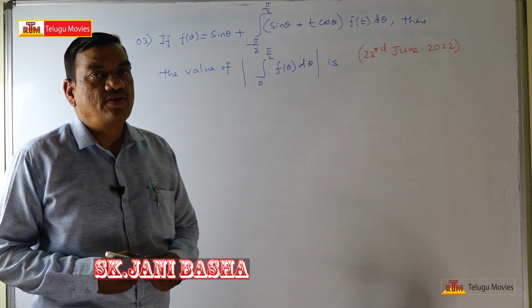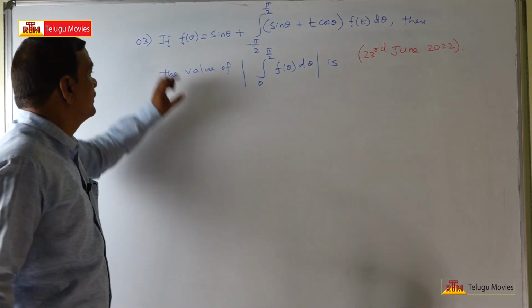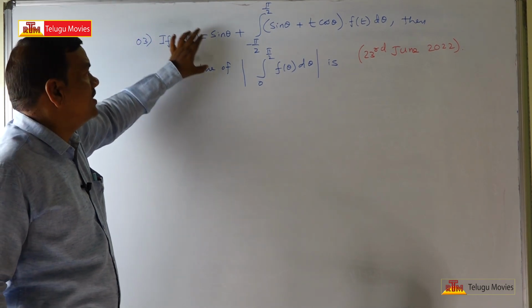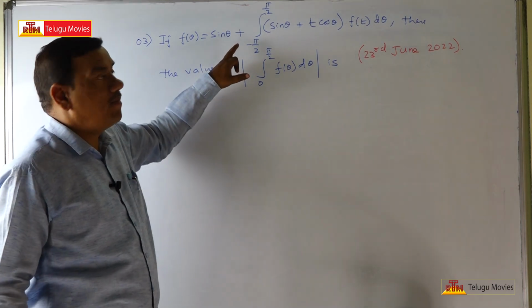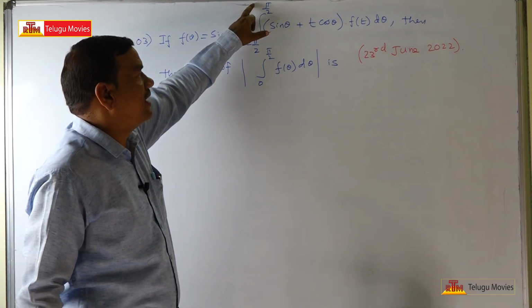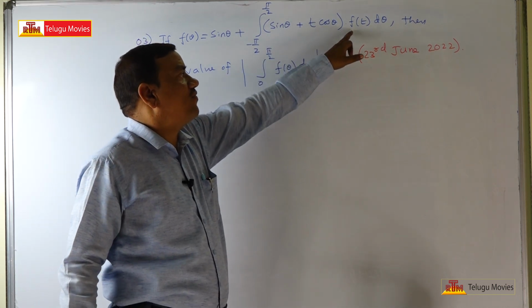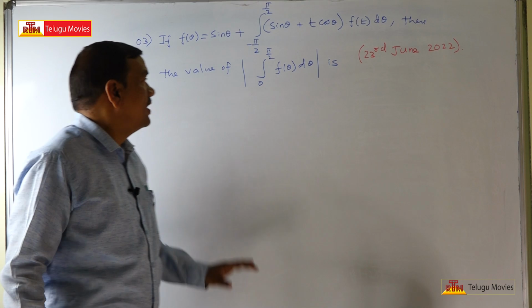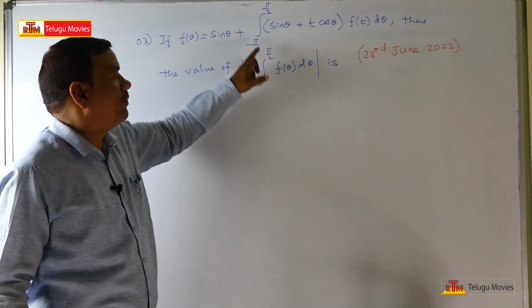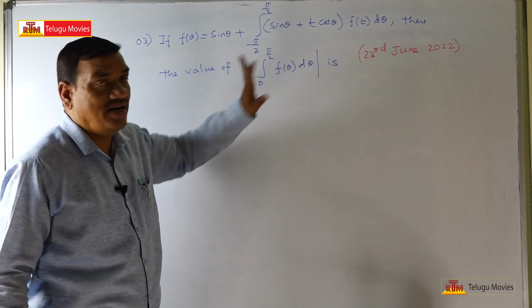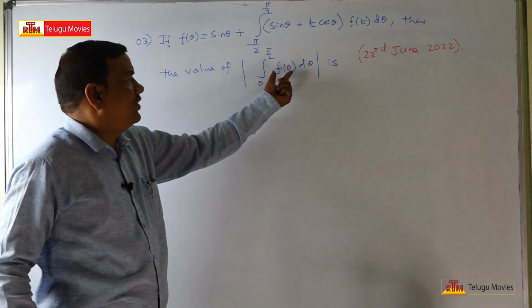So dear students, welcome to third problem. The third problem is: if f of theta is equal to sin theta plus the integral from minus pi by 2 to plus pi by 2 of (sin theta plus t cos theta) times f of t dt, then find the value of the modulus of the integral from 0 to pi by 2 of f of theta d theta. If you observe, first of all, we have to find out f of theta.